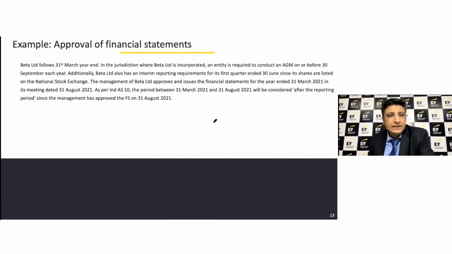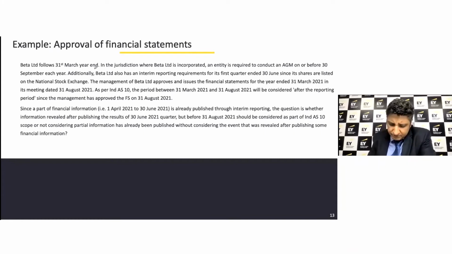Okay, let's have a look at yet another question. It says that Beta Limited follows 31st of March year end. In the jurisdiction where Beta operates, an entity is required to conduct an AGM on or before 30th September each year. Additionally, Beta Limited also has interim reporting requirements for its first quarter ended 30th of June, since its shares are listed on, let's say, National Stock Exchange. This is a common instance that you would see for Indian companies also. The management of Beta Limited approves and issues the financial statements for the relevant year ended 31st of March 21 in its meeting dated 31st of August 2021, right?